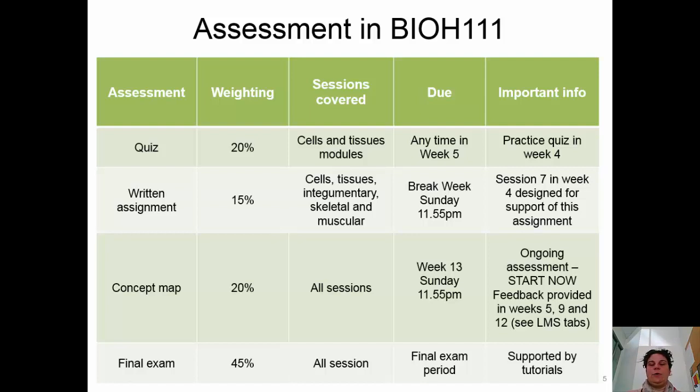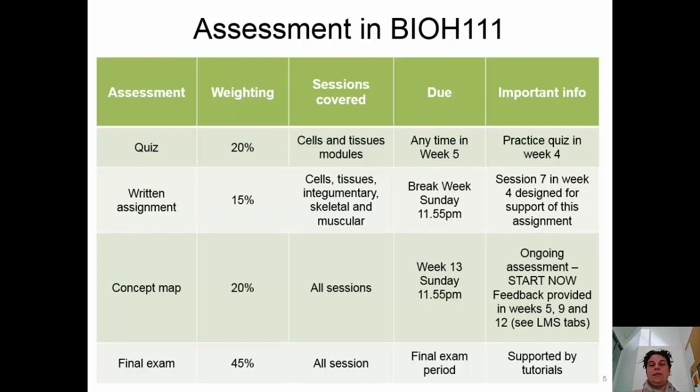So keep your eyes peeled on the notice board, because I will put those times on the notice board. The concept map is one of those assignments that you're going to have to start today. It's worth 20% of your overall mark, and all sessions are covered in the concept map. It's submitted in week 13, all the way at the end of BIOH111, but it's an ongoing assessment.